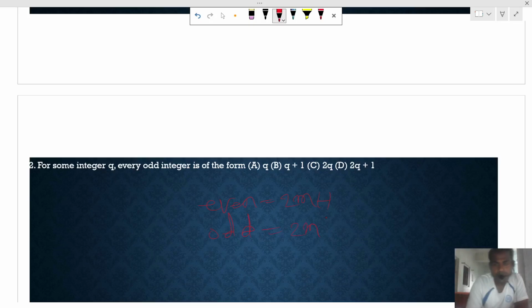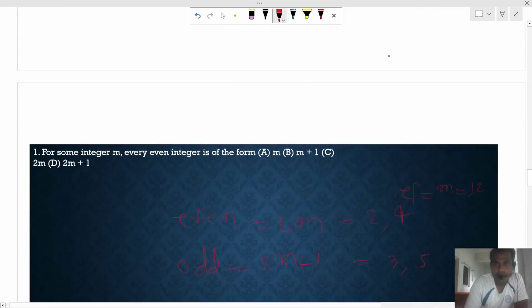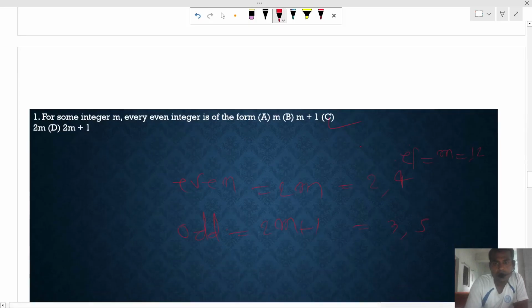Okay, where the value will be in place of m, q, p, r, whatever. In place of m, here is q. If he is asking for odd, the answer will be 2q, 2q into 1. Their answer will be 2m. Okay dear.